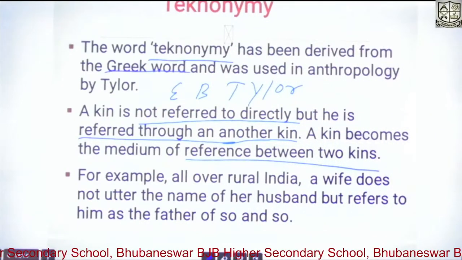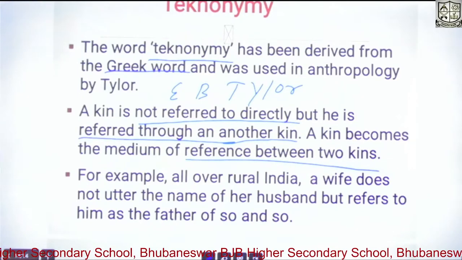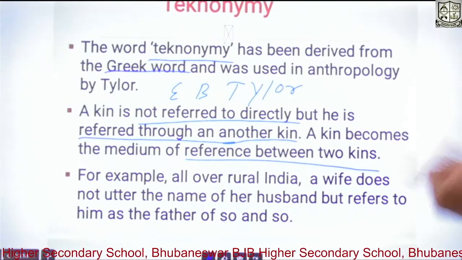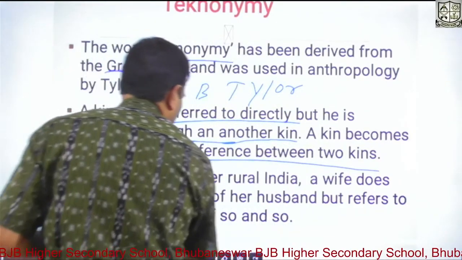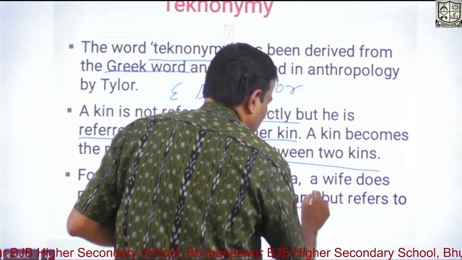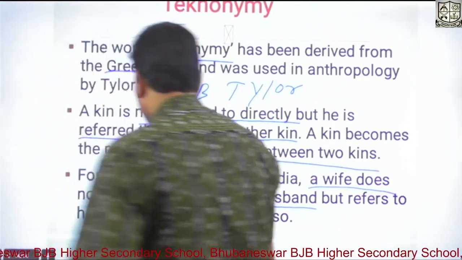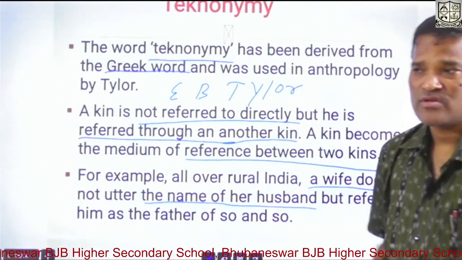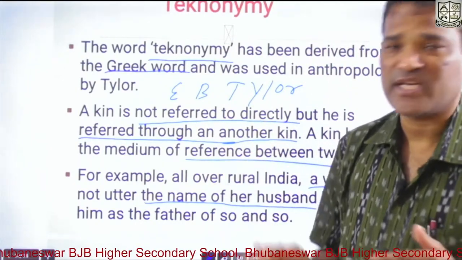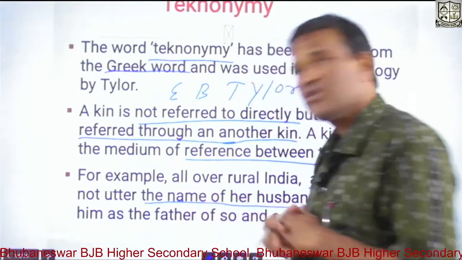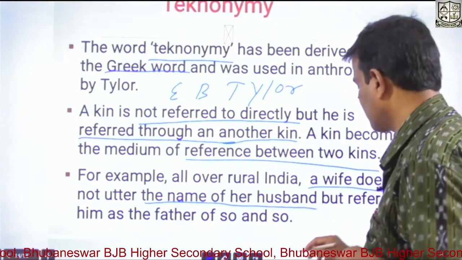For example, all over rural India, a wife does not utter the name of her husband but refers to him as the father of so-and-so. So the husband cannot be called directly. Rather, she refers to him as the father of so-and-so, identifying him as the father according to the child. So that is called teknonymy.